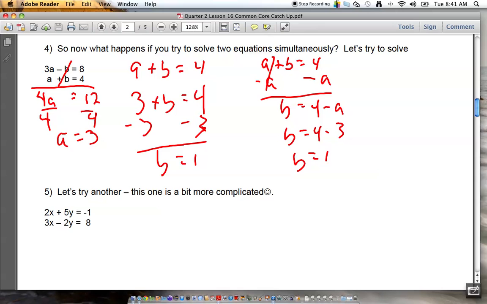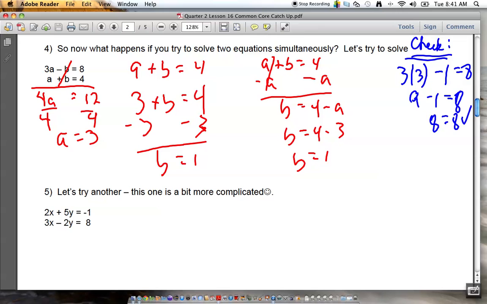Now, you can check this over here. I always like to write the word check so the teacher knows what I'm doing. Okay, A is 3, so 3 times 3 minus 1 equals 8. What's 3 times 3? 9 minus 1 is 8. So 8 is 8, check. And then the other one would be 3 plus 1 is 4. Yep, that's true. 4 is 4, check.